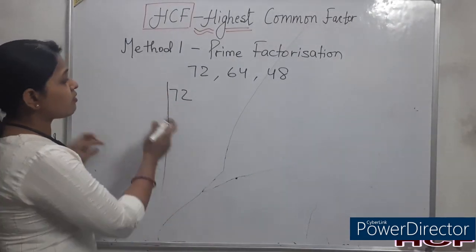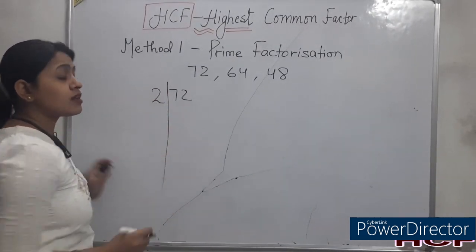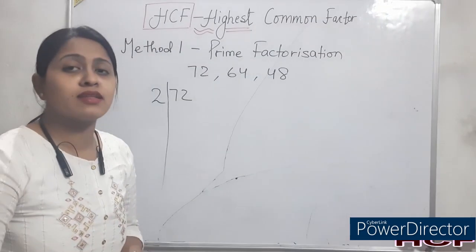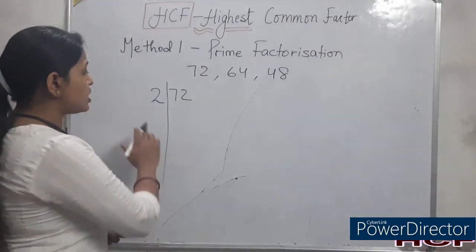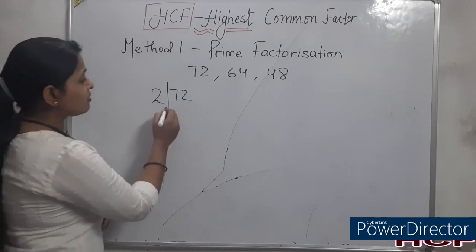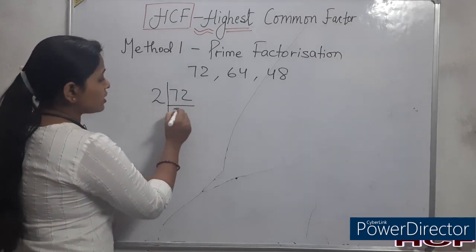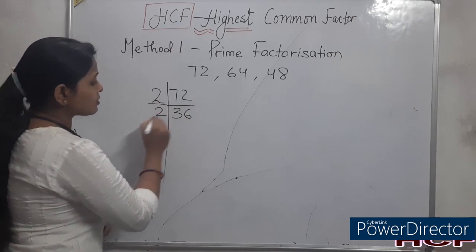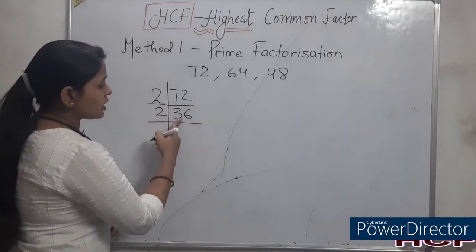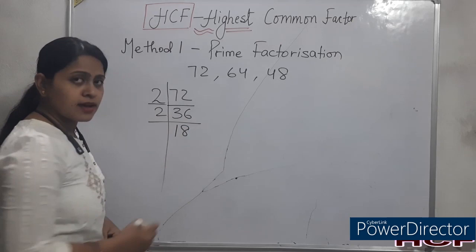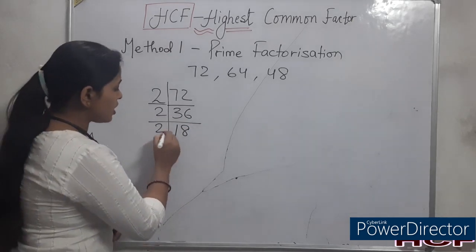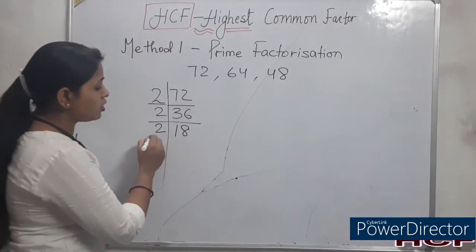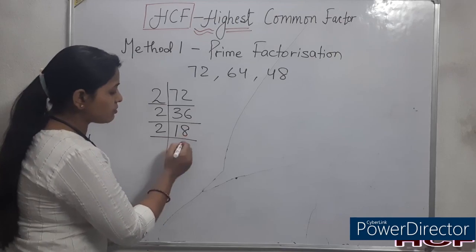Usually we have to select the smallest prime number. So here 2 is the smallest prime number. When we divide 72 by 2, we get 36. Now again let's take 2. 36 divided by 2 is 18. Very nice. Now again we divide by 2. 18 divided by 2 is 9.